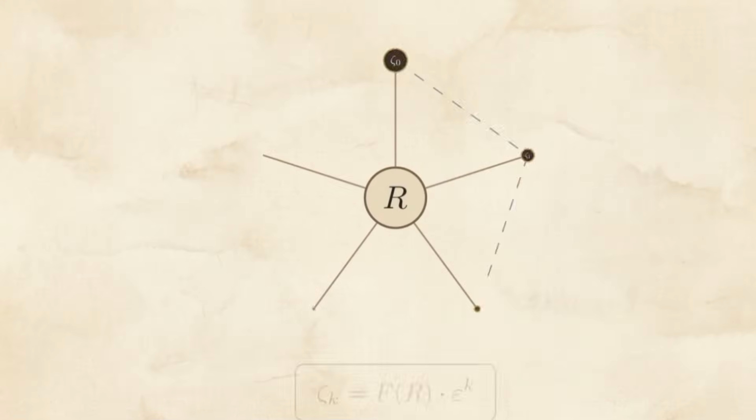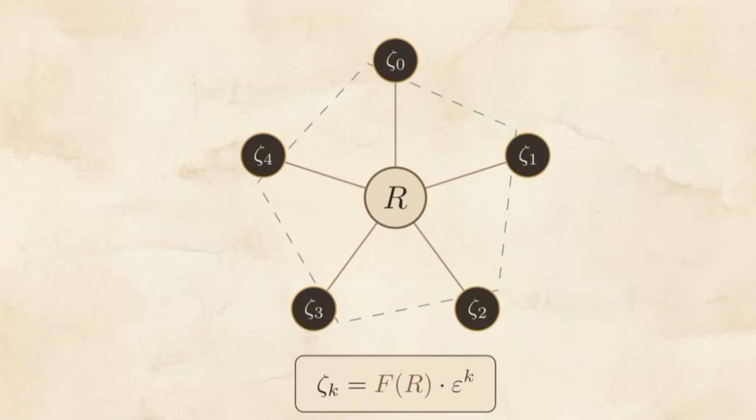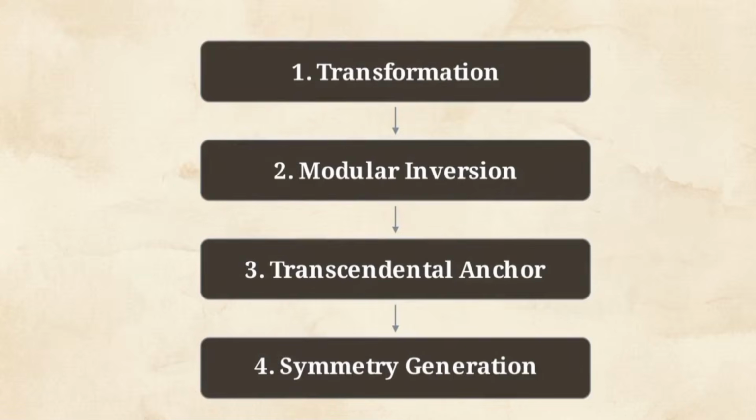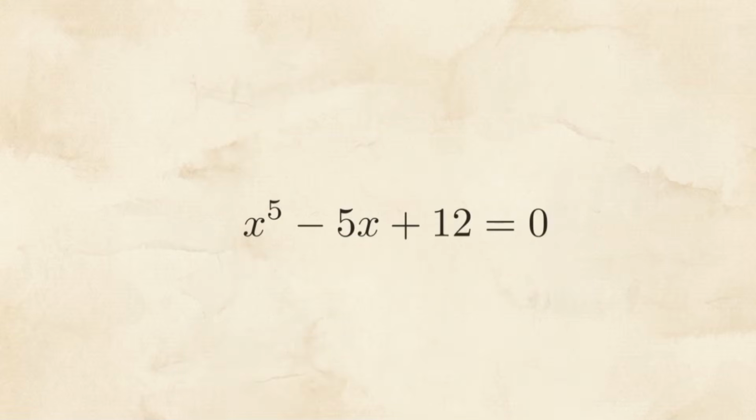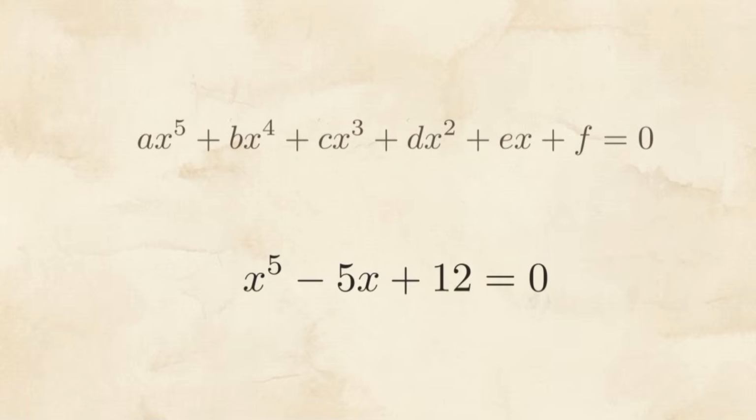After isolating r, all 5 complex roots of our original equation are generated using a rational function and primitive fifth roots of unity. The algorithm is now set. Scale the polynomial, solve the modular equation for t, extract r, and cycle through the roots of unity to identify all 5 values. We can see this in action by solving the specific quintic x to the fifth minus 5x plus 12 equals 0. This equation is already in Jerrard form, lacking the fourth, third, and squared polynomial terms.